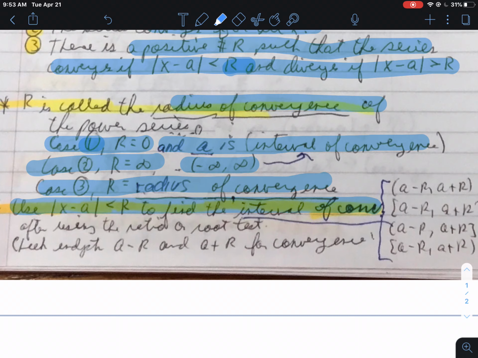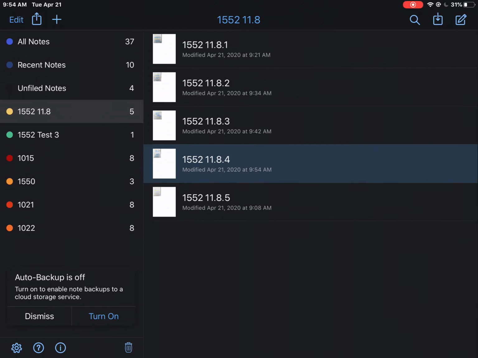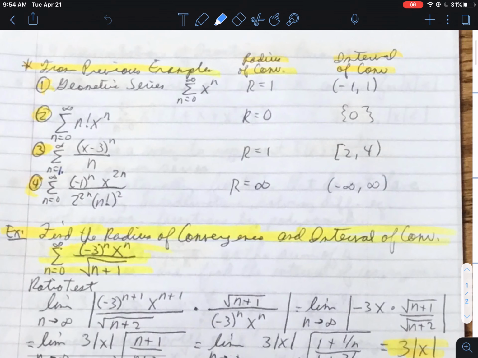So our radius of convergence would still be 1, right? It's within a distance of 1 unit. But you may have to check the endpoint, as we did if we're using ratio test. All right. So where is the absolute value equal to 1? We do have to check those individually. So like I said, this is the summary for the ones that we've done up to this point.